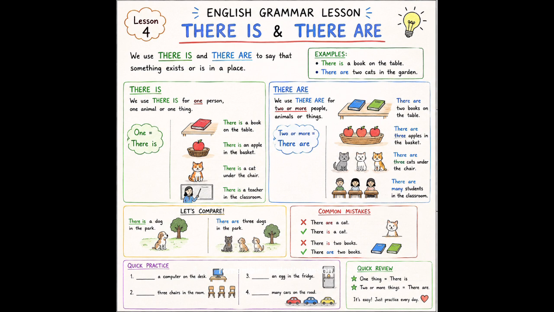Remember today's lesson. One thing equals there is. 2 or more things equals there are. Very simple. Practice these sentences every day. The more you practice, the better your English will become. Congratulations. Now you know how to use there is and there are.